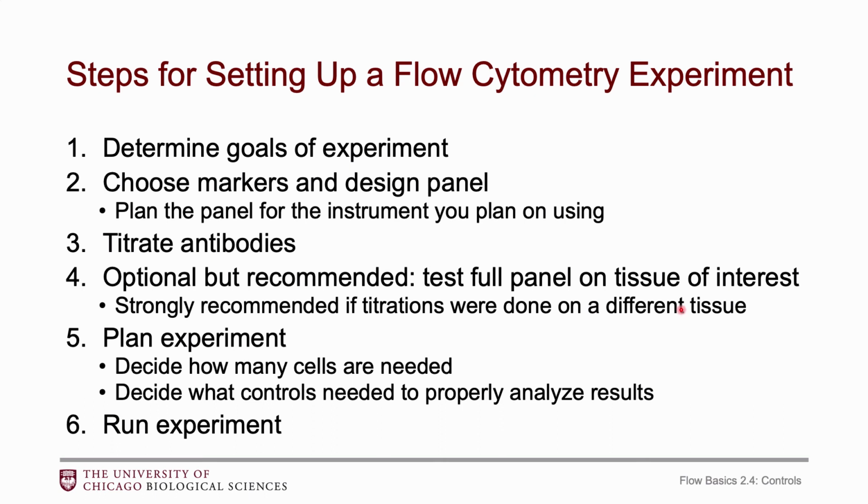Test out the panel, make sure you can identify the cells that you're looking to identify. Then also what we discussed in this video, figuring out how many cells you actually need to stain, which controls you need to stain, how many cells you need for those controls. And then once you've figured out all of those steps, you are ready to run your experiment.